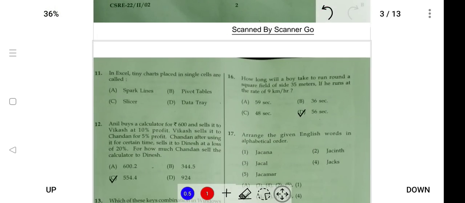In Excel, tiny charts placed in single cells are called what? So it is called a sparkline.